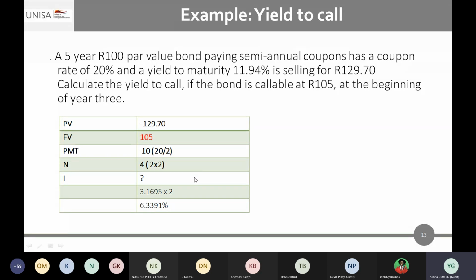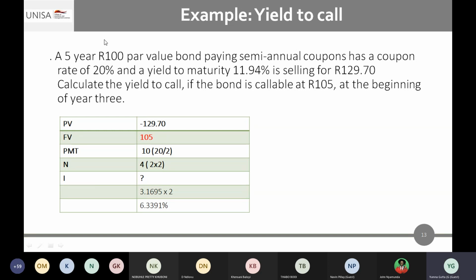A 5-year, 100 rand par value bond is paying semi-annual coupons and has a coupon rate of 20% and a yield to maturity of 11.94. It is selling for 129 rand 70 cents. You see, it's selling at a premium. Calculate the yield to call if the bond is callable at 105 at the beginning of year 3. This is a 5-year bond, but we're not worried about this period because we're doing a call at the beginning of year 3.